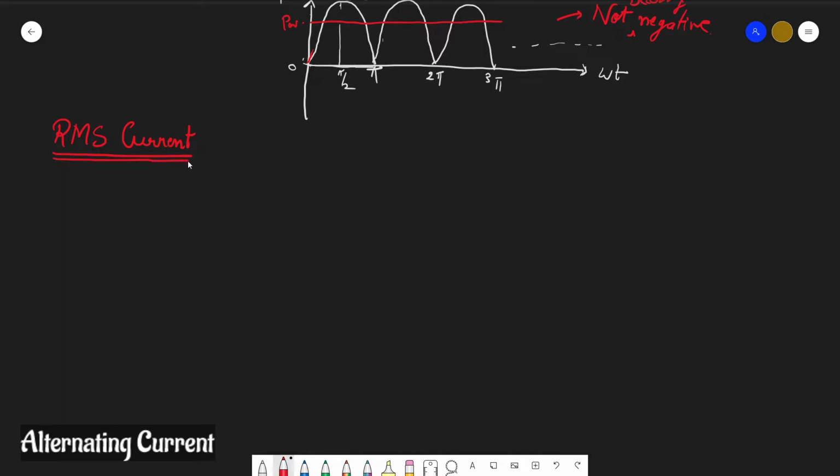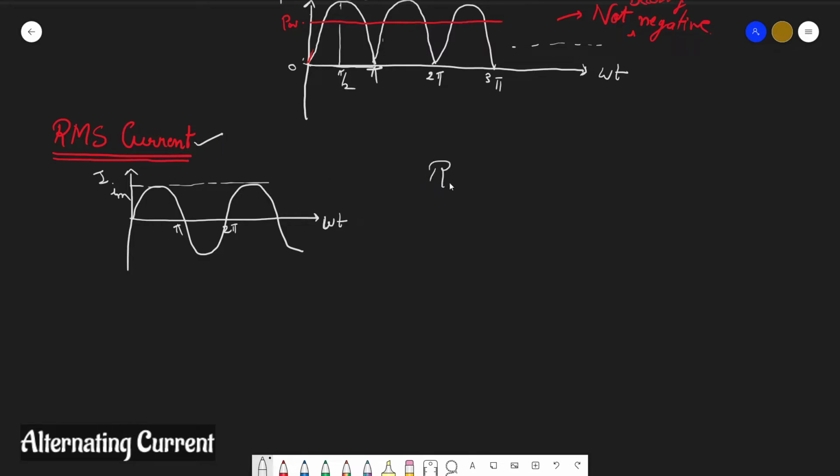Previously I have explained so that you can understand conceptually. Suppose I am taking again the same waveform. The current was like that in the resistor circuit we saw. This is pi, this is 2 pi, and this value is Im. This kind of graph you are getting in the current. Now we need to find the RMS current.